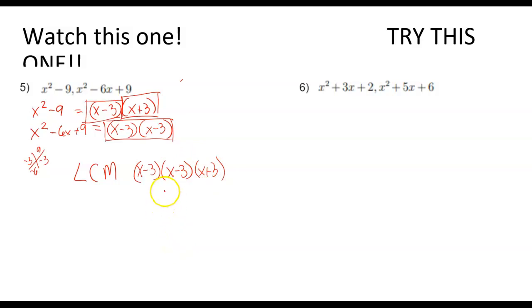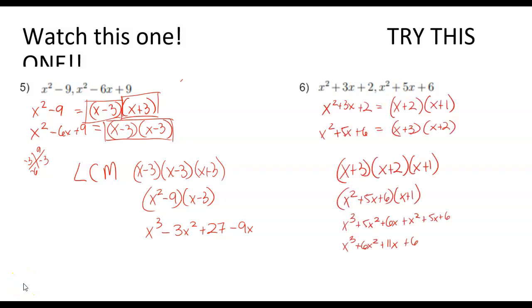That will give me x squared minus 9 times x minus 3, which gives me x to the third minus 3x squared plus 27 minus 9x. And I can rewrite that as a 4-term polynomial. So go ahead and try number 6, and then I will come back and help you walk through it.